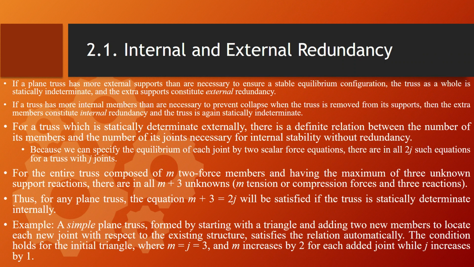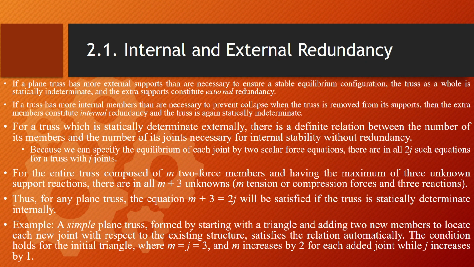Now, we have to understand that sometimes in certain structures there are redundancies. If a plane truss has more external supports than are necessary to ensure a stable equilibrium configuration, the truss as a whole is statically indeterminate. An extra support constitutes external redundancy. If a truss has more internal members than are necessary to prevent collapse when the truss is removed from its supports, then the extra members constitute internal redundancy, and the truss is again statically indeterminate.